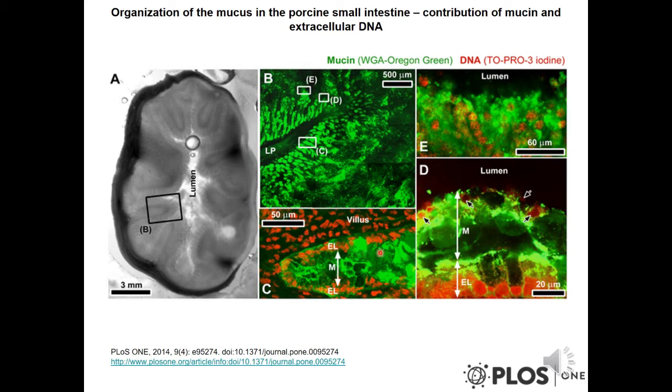So when we compare this mucus with the mucus layer, which is sitting on the top of a villus, this is position D, we can see that within the mucus layer, apart from the mucins, there are also particles of DNA embedded. And the DNA particles can be also found in the aggregates of the mucus, which are exposed to the lumen.